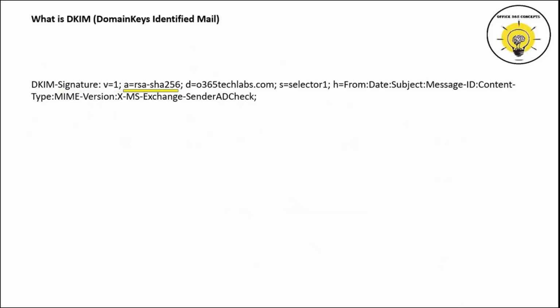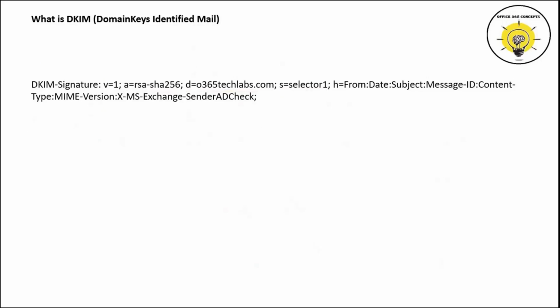There are two supported signature algorithms to sign emails, RSA-SHA1 and RSA-SHA256. d= indicates the domain name that has signed this particular email. s=selector1 indicates the name of the selector that will be used by the recipient server to validate this particular email.